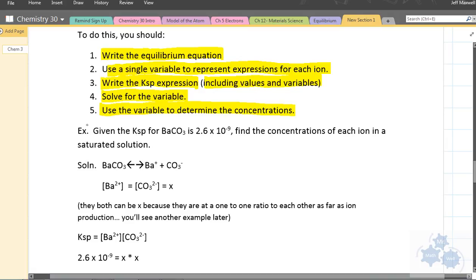So here's an example that we'll go through together. And again, you guys are in grade 12. This math should be really simple for you. If you can do the math and the ice charts, you'll be able to do this one pretty quick.